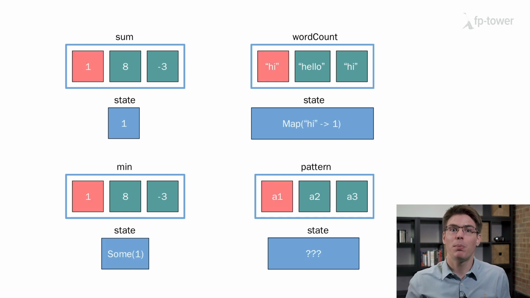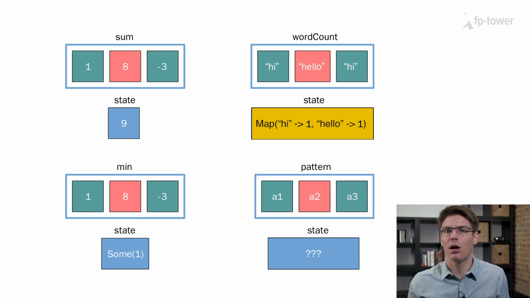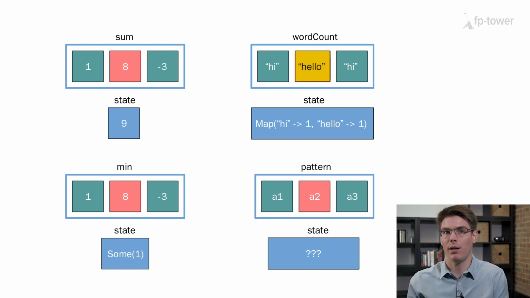Then for the next step, we process the first element of each list and update the state. So for sum, we do +1. For word count, we insert the key value hi 1, and for min, we set it to Some of 1. So the pattern is not obvious. Let's process the second element of each list and see if we have more ideas. For sum, the state becomes 9 because we summed up the previous state 1 with the current element 8. And for word count, the state becomes Map(hi -> 1, hello -> 1) because we took the previous state Map(hi -> 1) and we inserted the key value hello 1.